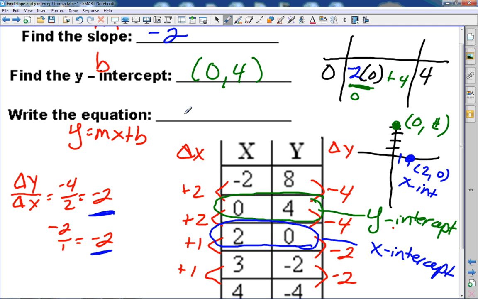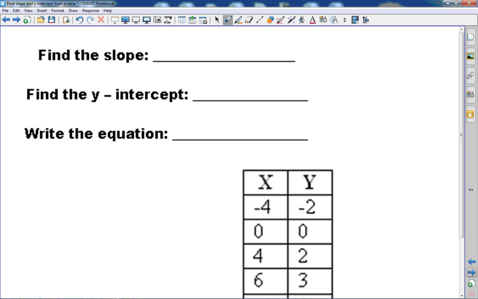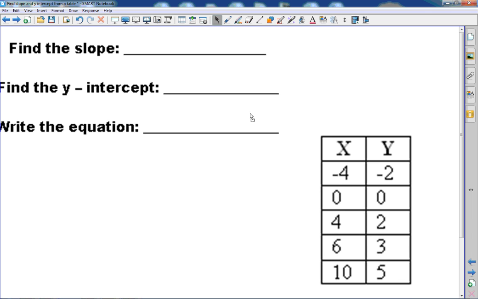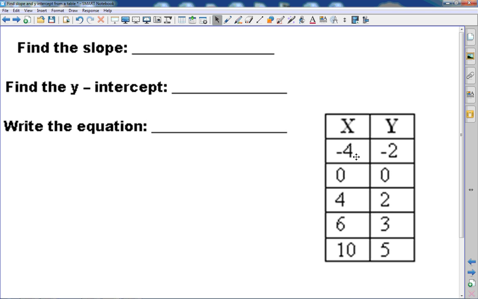Okay, now to write the equation, y equals m, which is the slope, negative 2x plus b. b is positive, so I put plus 4. Is this proportional? No, it is not. It has a constant of 4. It crosses up there at 0, 4, so it is not proportional. There's your next one. Let me see if I can move up this table just a little bit. There we go.